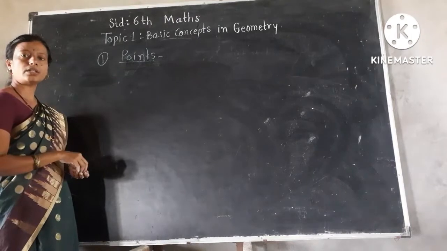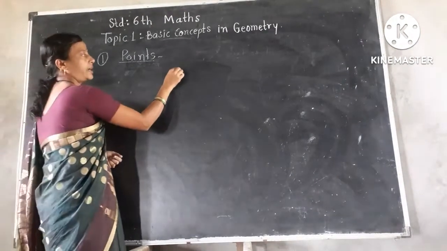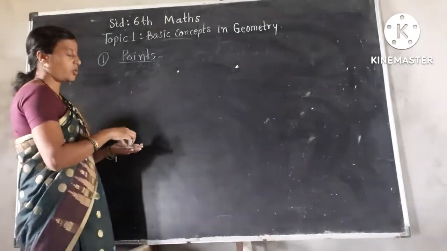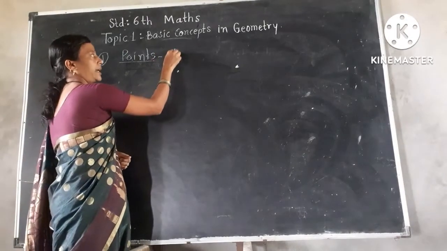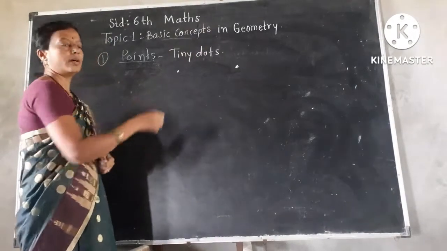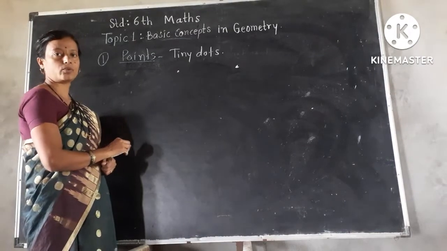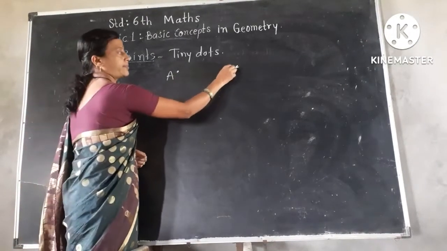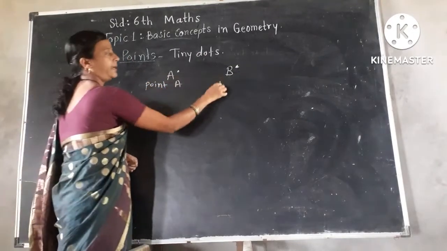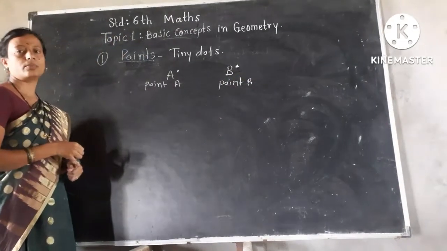We can draw the dots with the help of a sharp pencil, pen or chalk. I can also draw a point. The tiny dot is called a point. Points mean tiny dots. These points are given names. We use the capital letters from A to Z to name points. How can we read it? Point A, point B. Any letter can be used to name a point.